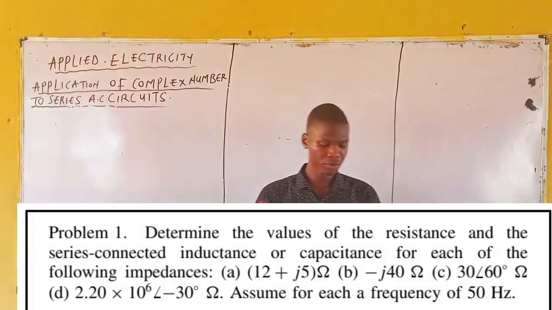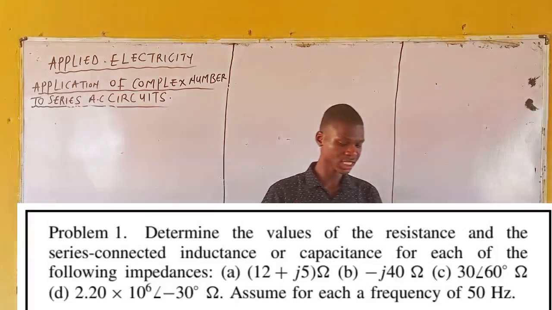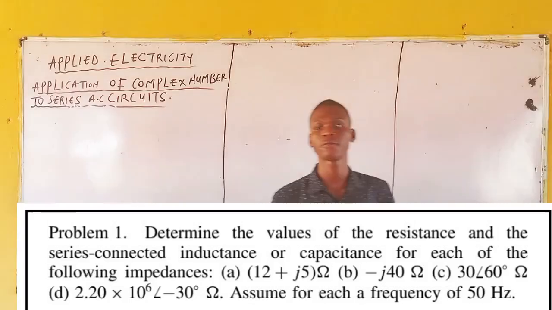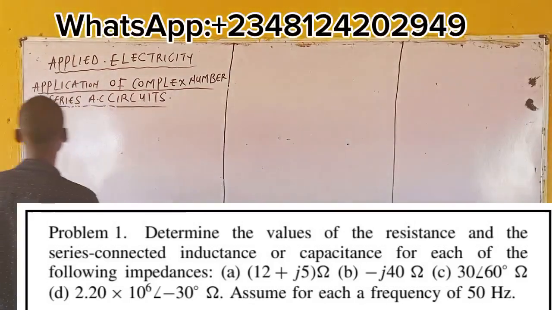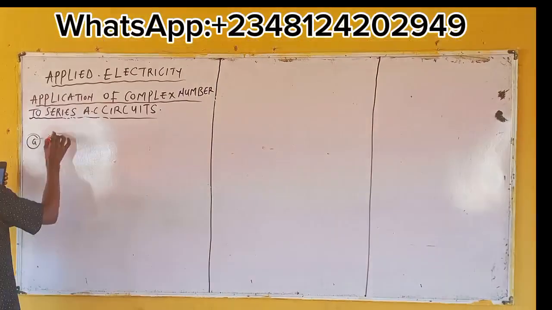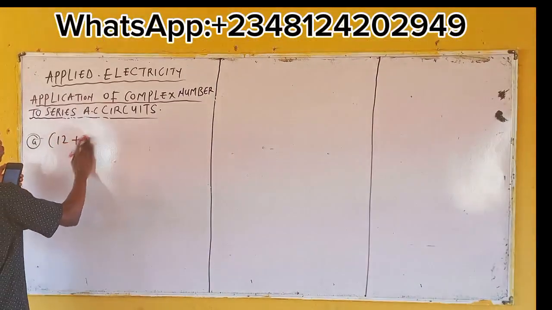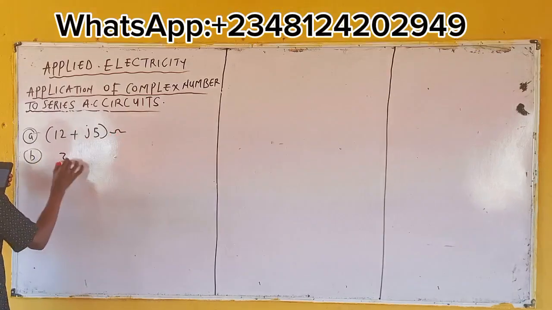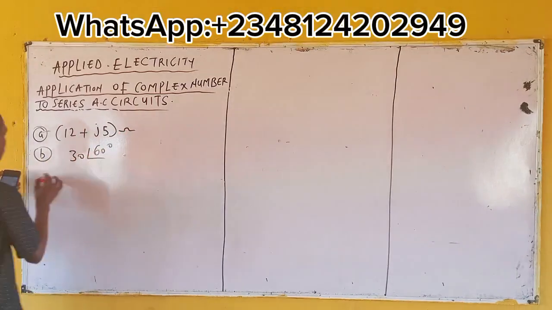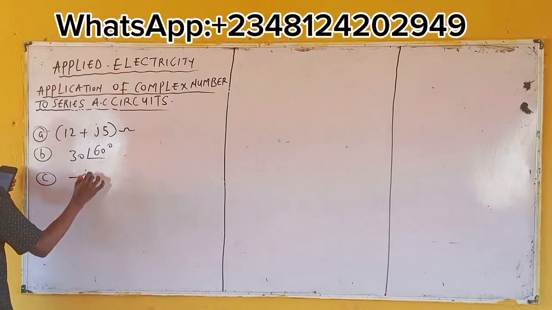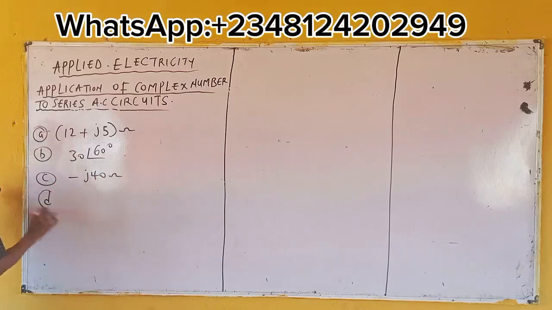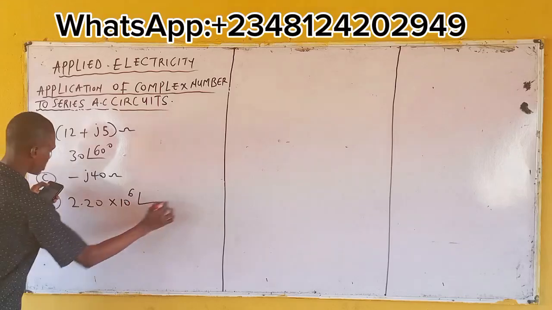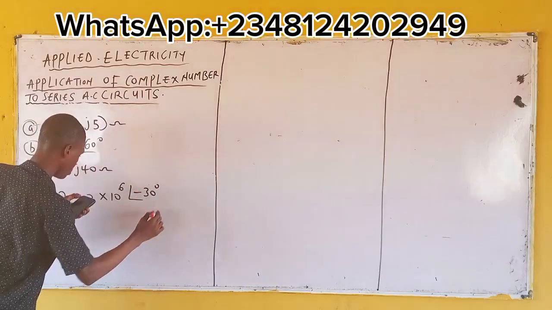Determine the value of the resistance and the series connected inductance or capacitance for each of the following impedances. These are the impedances. A, we have 12 plus j5 ohms. B, we are given 30 at 60 degrees. C, we are given negative j40 ohms. D, we are given 2.20 times 10 raised to the power 6 at negative 30 degrees ohms.